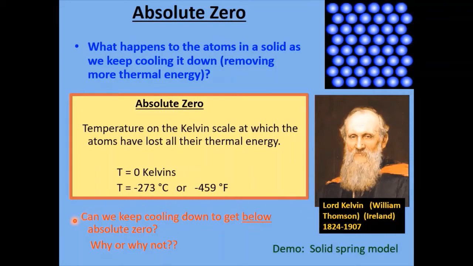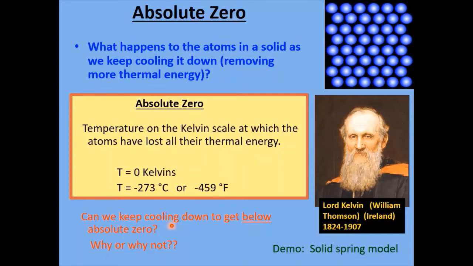Okay, so one question that comes up here. Remember, we've got this thing in some kind of a super cryogenic freezer to get it as cold as possible. The question is, can we keep cooling down this piece of material to get below absolute zero? In other words, can we crank the temperature dial to make it even colder than absolute zero? What do you think? Would that be possible? And why or why not?